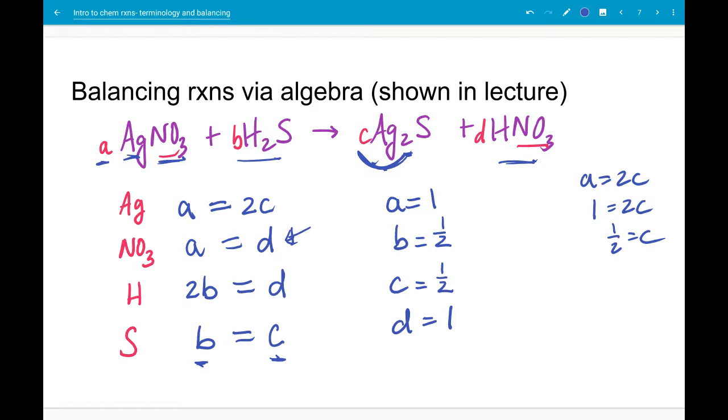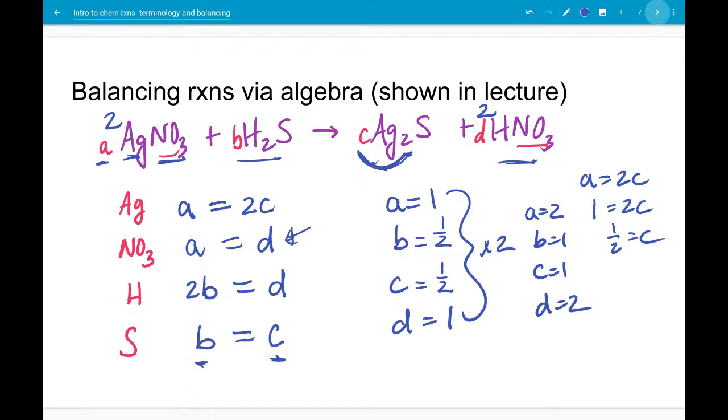Well, we're not going to have fractions in our balanced reactions, so we're going to multiply by a common denominator. My guess is 2 would cancel everything out, making A 2, B 1, C 1, D 2. And so this would be a 2. There would be nothing for the H2S. It's a 1. Nothing for the Ag2S, and then 2 for HNO3. So it's a little bit time consuming, but if you can't get a reaction balanced, this should work almost every time. And so I thought it would just be useful to add another technique to your toolbox.